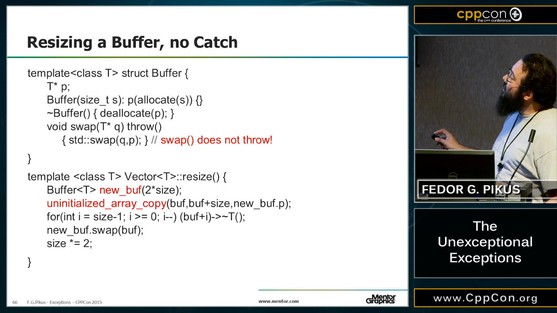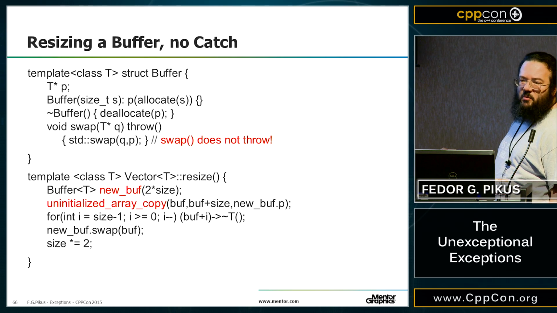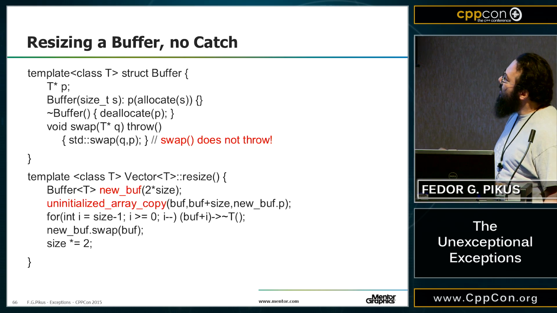Very important that this does not throw. You'll see why. Okay. We create a buffer. We do an initialized array copy. We copy the elements, and we swap the buffer. This is why it's important that this doesn't throw, because at this point you would not be able to recover from the error anymore.